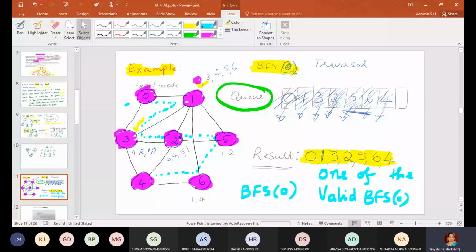3, 2, 5, 6. The order may be anything. It may be 5, 2, 6, 3, or 6, 5, 2, 3. The only thing is we have not put 0 because 0 is already visited.